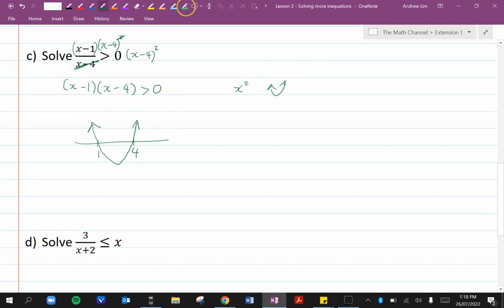And now we're looking for the parts of the graph that are greater than 0. So they lie above the x-axis. Here's above, so all of these x values. Here's above, so all of these x values. So we can see here that the solution is x is less than 1, as well as x is greater than 4.